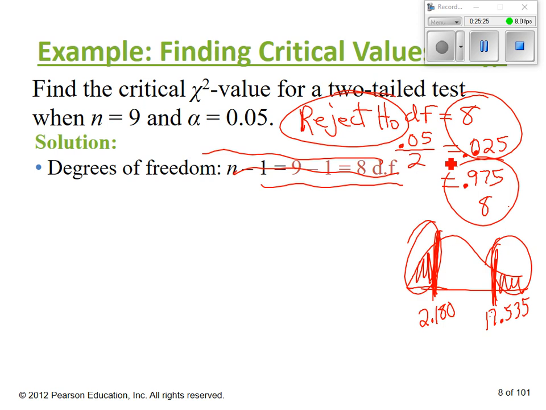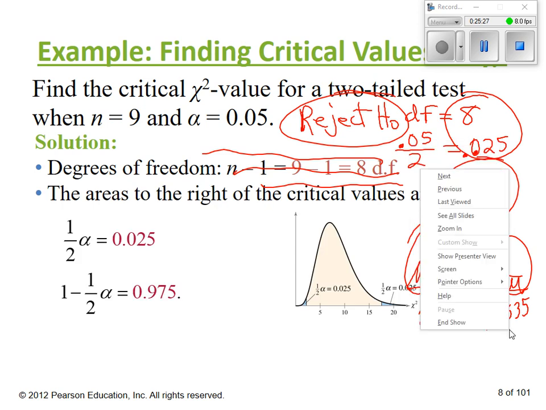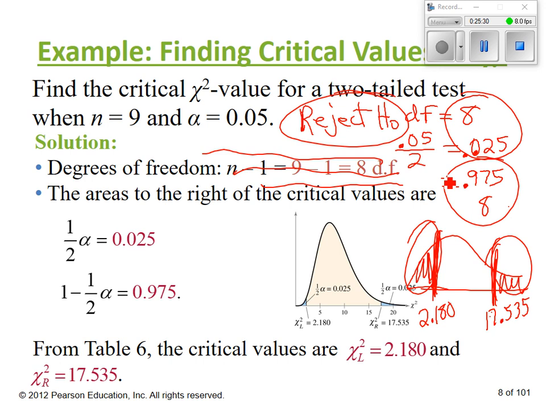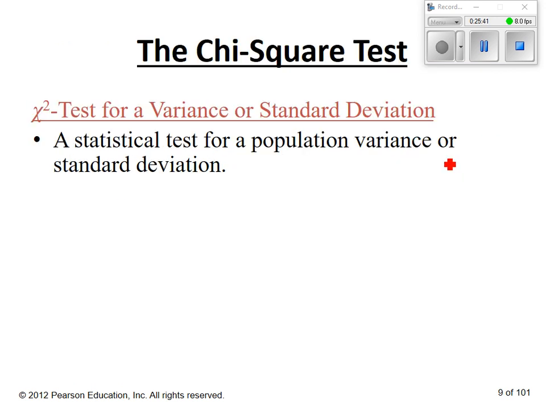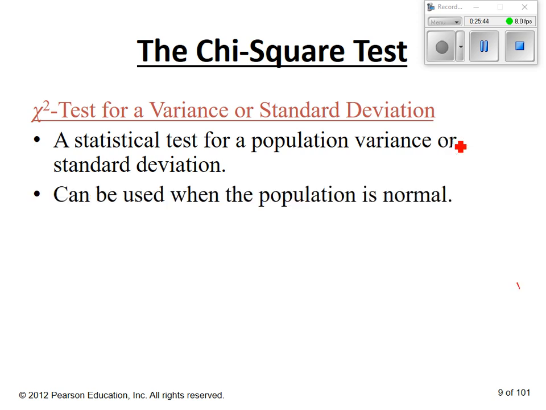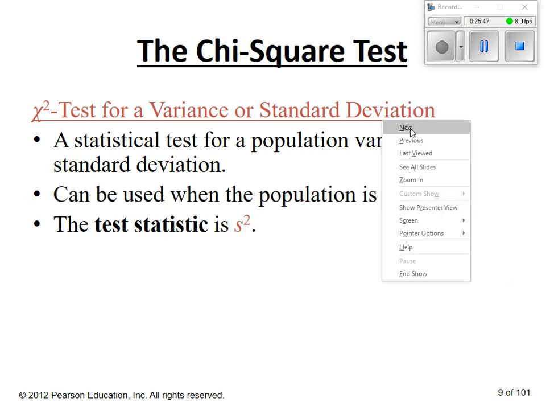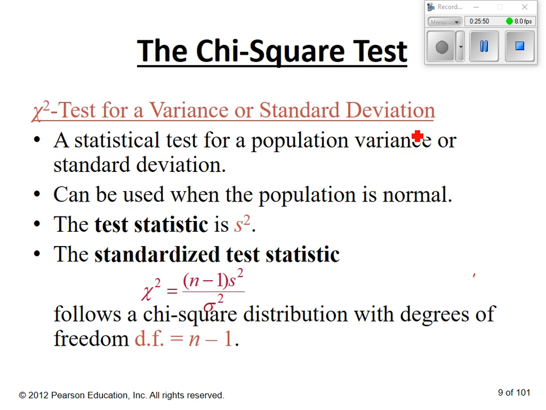So if we did all this right, hopefully I did the degrees of freedom correctly. Okay, we got 2.180 and 17.535. So those are your two critical values using the chart here. What we're going to do on this part right here, I for sure would write down. That's the formula that you're going to be checking. That's like your Z or your T that we've been doing up to this point. That's what you're going to check, see if it falls in the rejection regions.